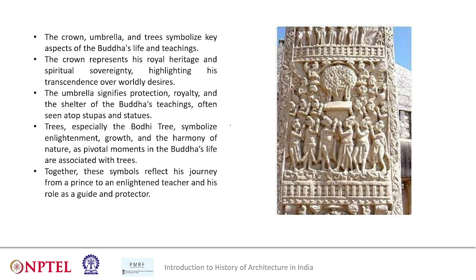So what happened? Buddha was born in a royal family, but he left all the worldly desires. He became a person who left everything and then attained enlightenment. So again, the crown represents that royal heritage of Buddha. Okay, so all the symbols that you might have come across in the different scriptures, in several pillars and all, are nothing but a reflection of the journey of Buddha from a prince to an enlightened teacher.